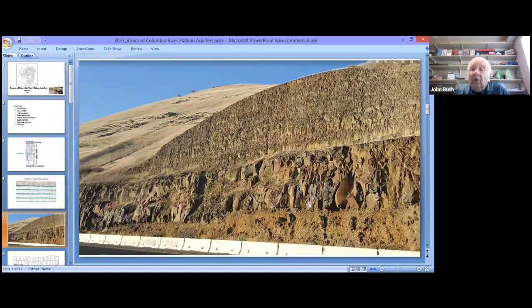But the main source of water is going to be when you get down into this interflow zone.